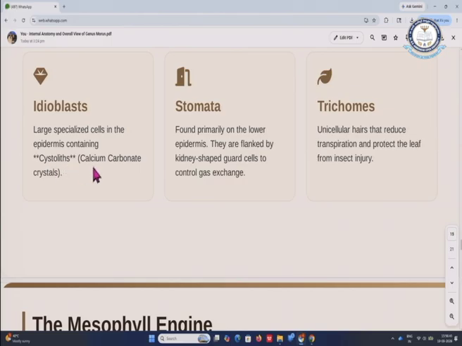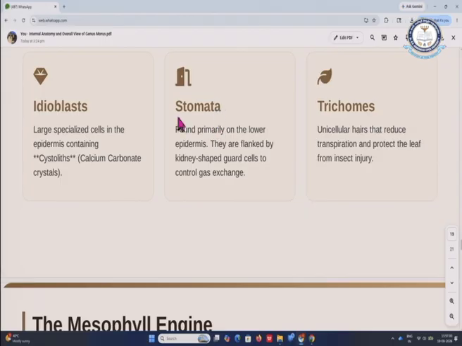Cystoliths. What are cystoliths? They consist of calcium carbonate crystals, hence they are called cystoliths. Because cystoliths are present, this type of cell is called an idioblast. Then we see stomata. Stomata are also called guard cells.